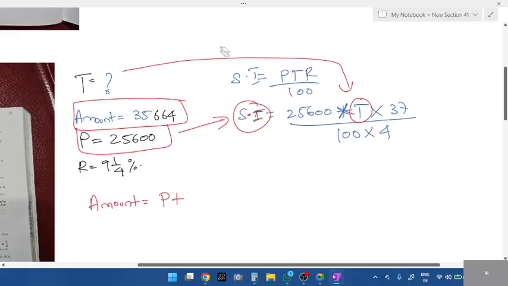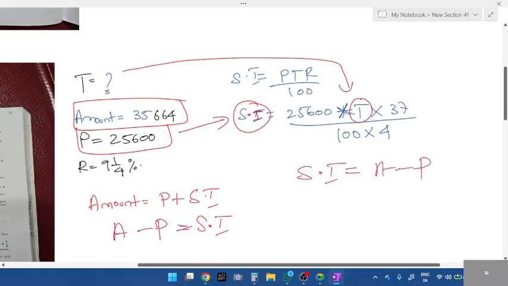Let me raise this. Amount is equal to principal plus simple interest, students. Your SI is missing. If I want to find SI, keep the right-hand side as it is. What happens to P if it goes to the other side? It gets subtracted. So what's the formula for simple interest? If you rewrite this, SI is equal to A minus P.